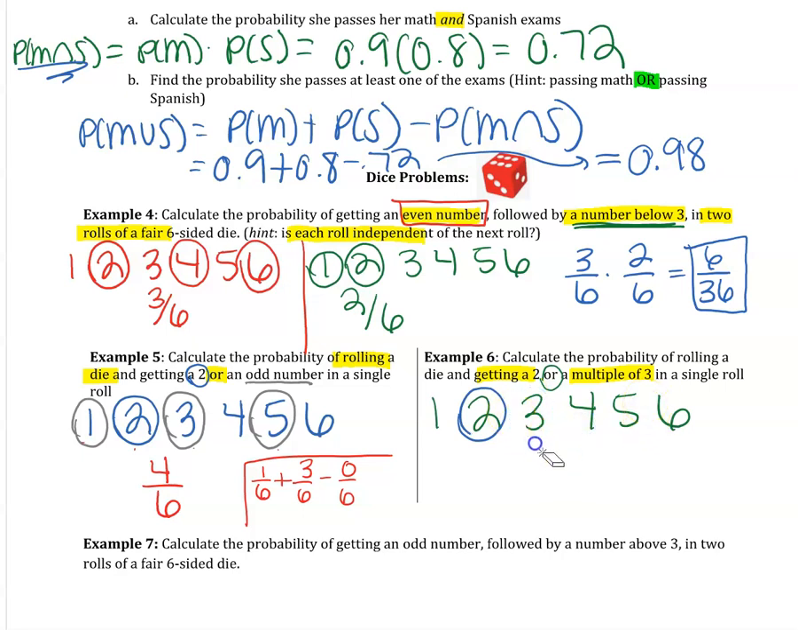Oh, wait, hold on a second. Let me change my color. 3 and 6. So that's coming from the second condition. How many total things did I circle? I circled 3, so the probability would be 3/6.